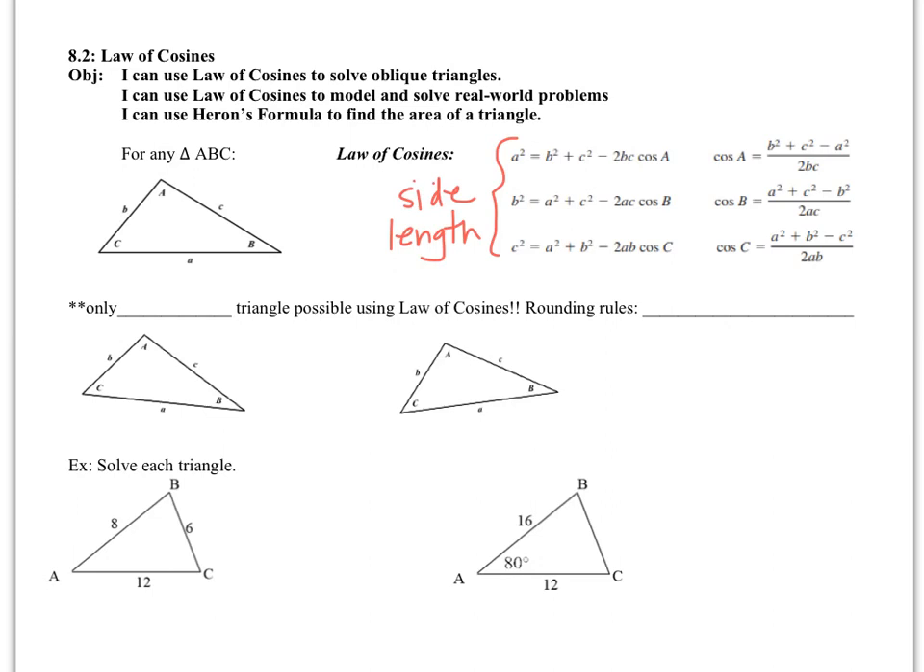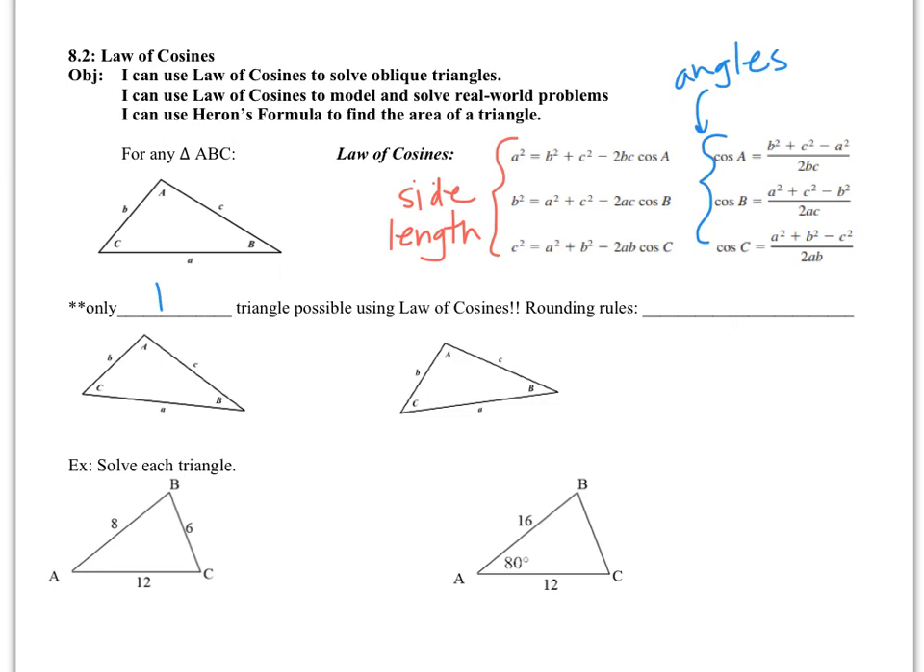There are also three formulas for angle measure. And notice to get A, B, or C by itself, you'll have to take cosine inverse. The nice thing about that is we'll only ever have one possible triangle when we solve these. Only one triangle is possible using law of cosines.